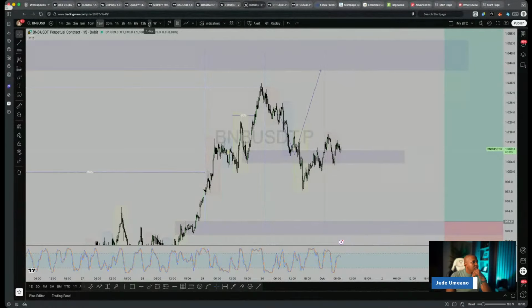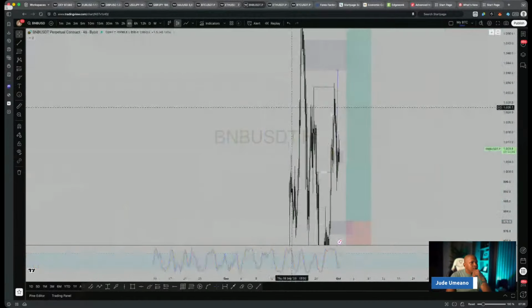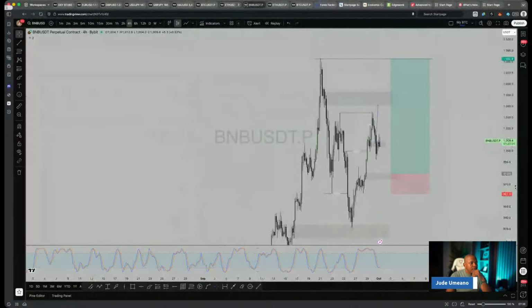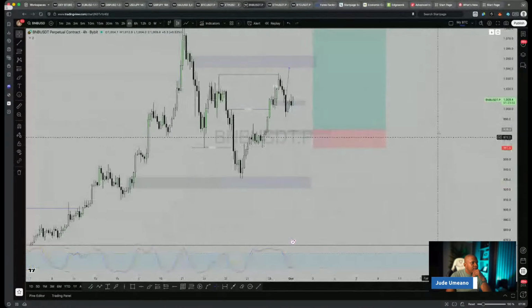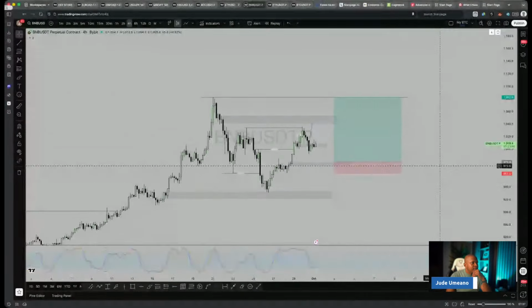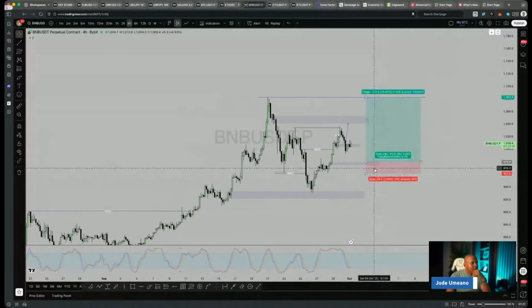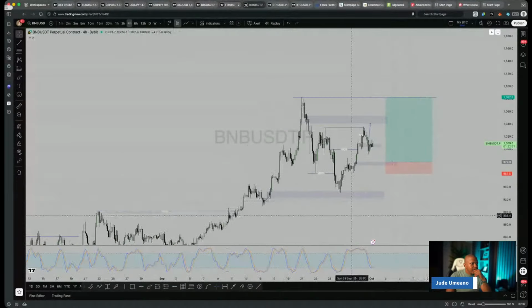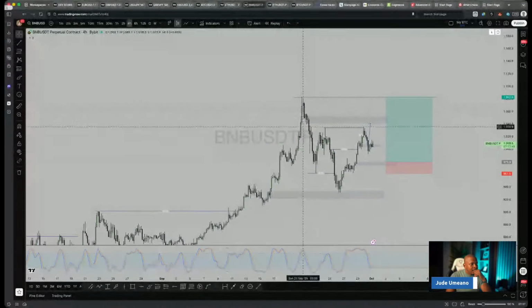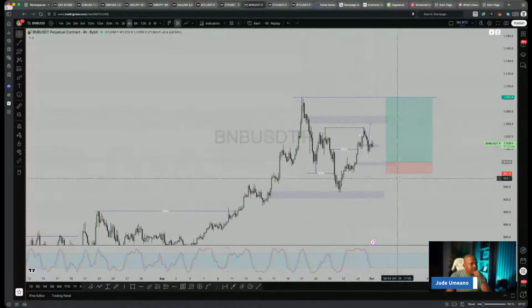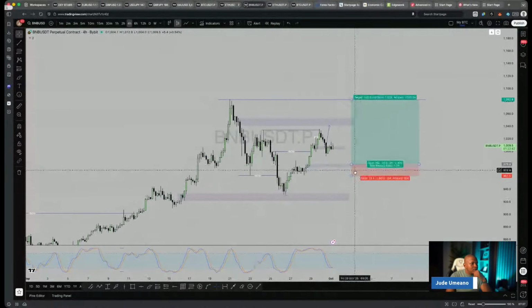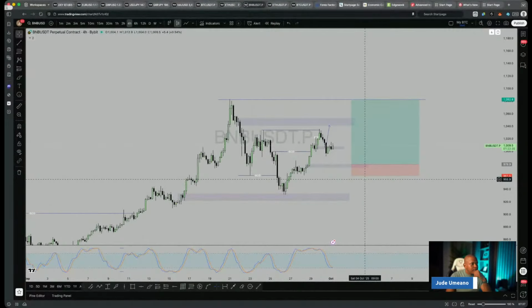But I'm still going to start from the daily, from the 4 hours for BNB. Okay, and see, this is the long-term analysis I have. I think it's still valid, because here we made a high, tapped into this zone. So a pullback is necessary for us to go higher. So I'm still gonna go with this one.